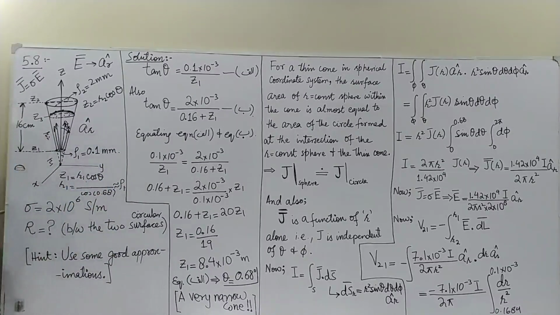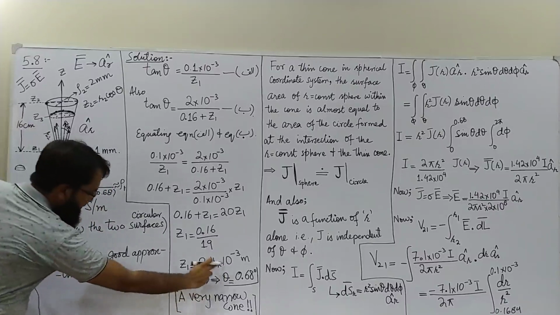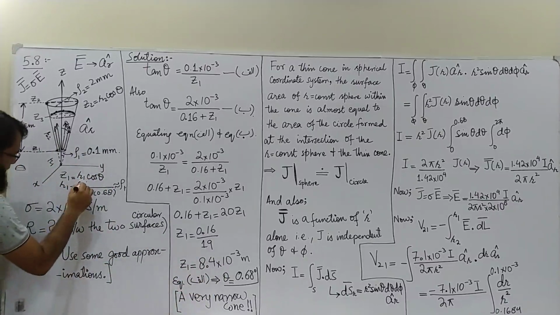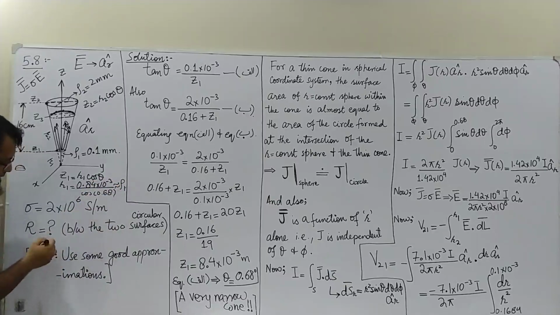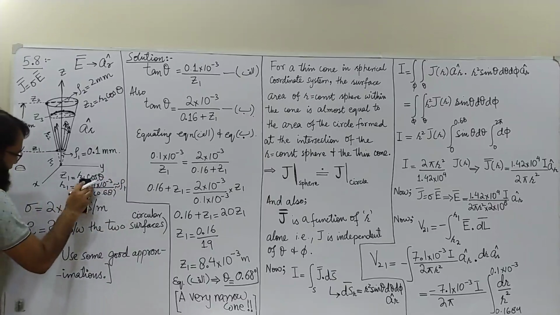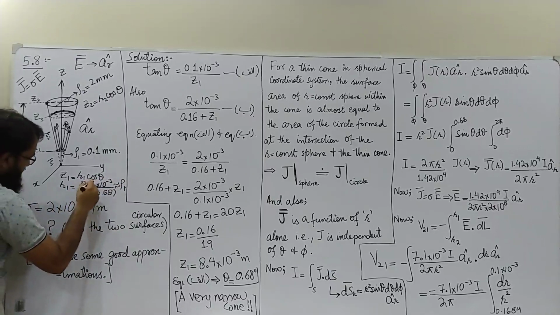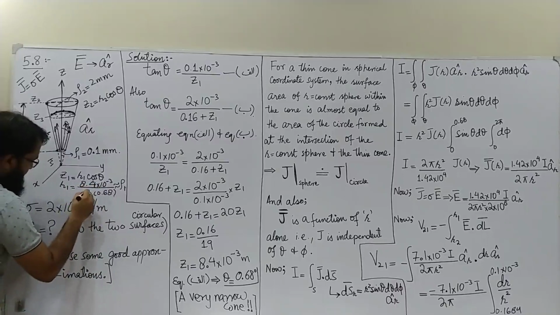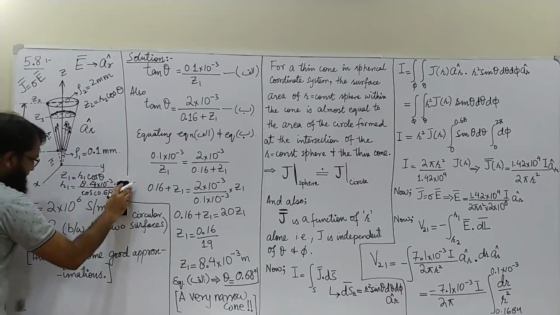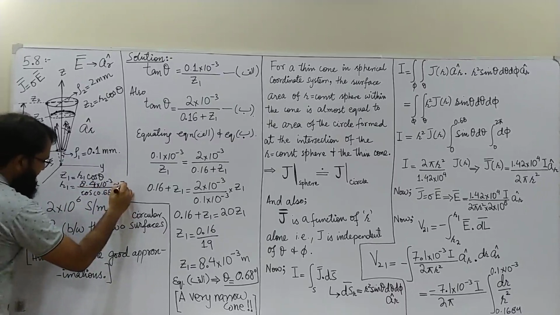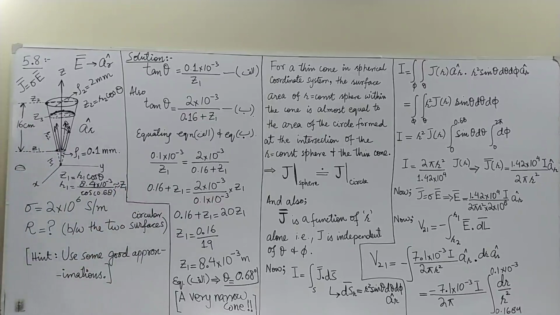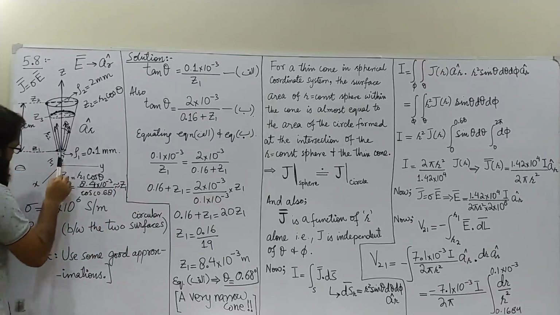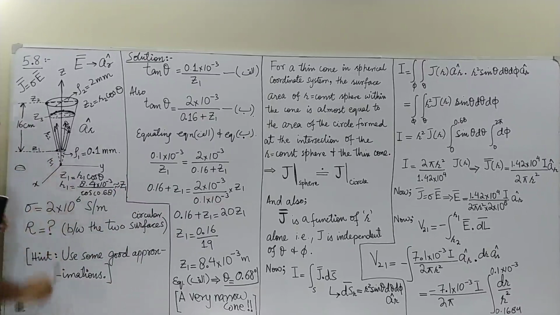So Z1 is 8.4 exponent minus 3, sorry, 8.4 exponent minus 3, and cos of this thing. Now this should give us a value which is approximately equal to Z1. This makes sense, all right, because the cone is very thin, so this height will be approximately equal to this length. So after integration we should get the answer.